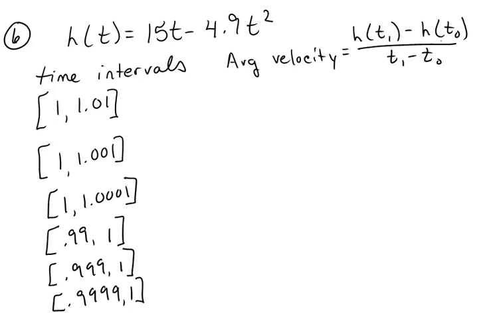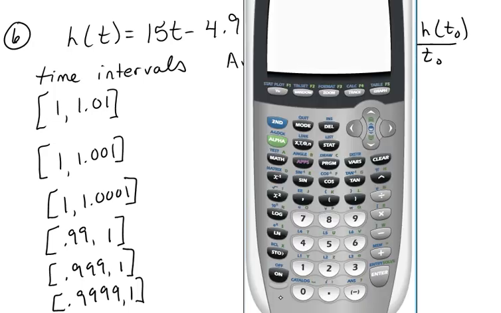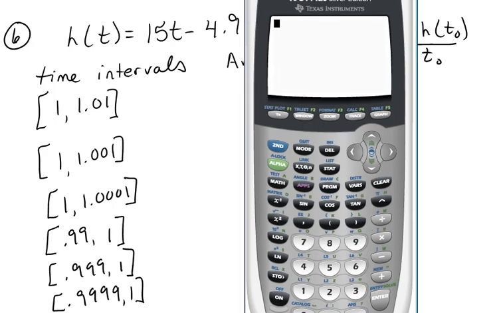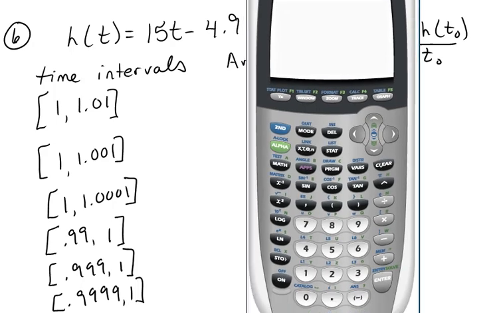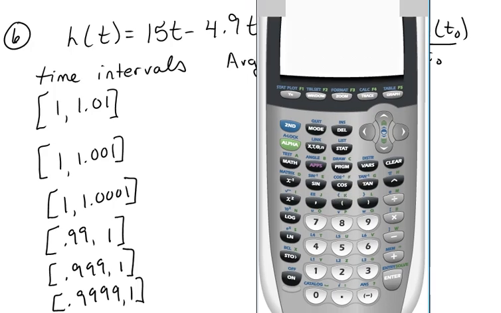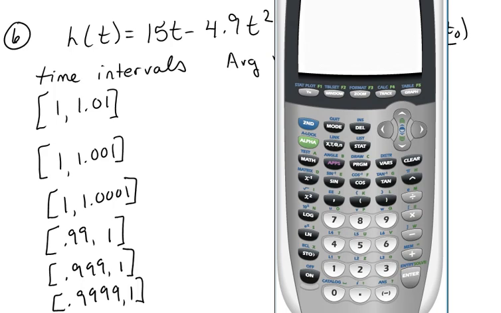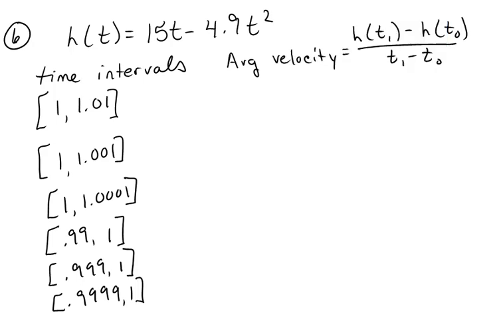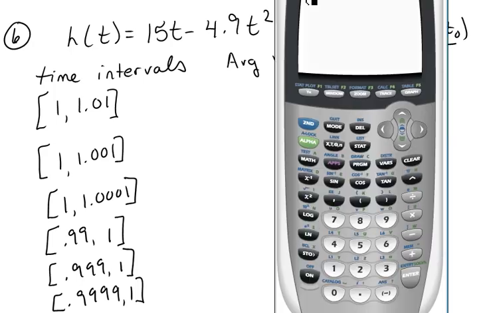I wanted to show you a shortcut on your calculator. I'll show you how to do it once by hand, well, kind of by hand with your calculator, and then we'll do it with the shortcut as well. So if you're going to do it by hand with your calculator, first you need to compute the function at t1 and then at t sub 0. So I'm going to use the first interval from 1 to 1.01. So I'm going to go ahead and do the whole calculation.